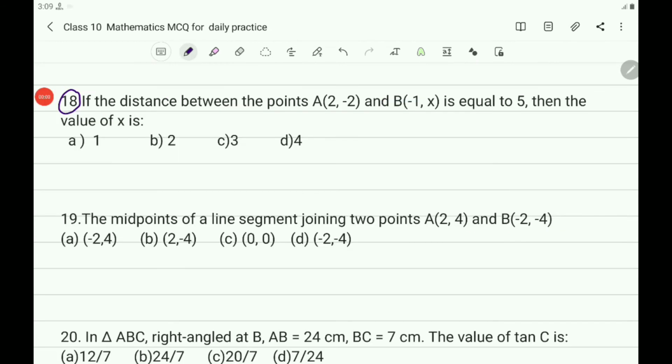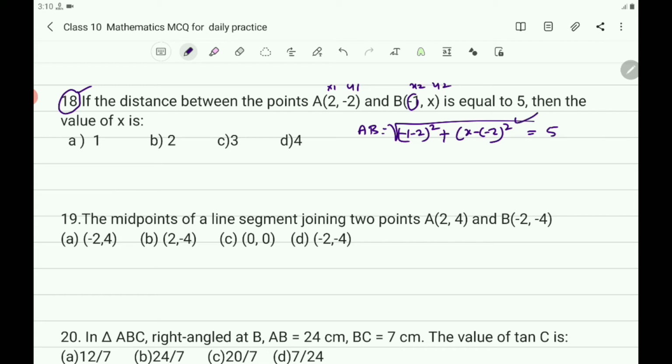Next let us take question number 18. If the distance between the points A(2, -2) and B(-1, x) is equal to 5, then the value of x is. Here you consider these are x1, y1, these are x2, y2. So then you know that AB is equal to the square root of (x2 minus x1, means -1 minus 2) whole square plus (y2 minus y1, y2 is x, minus -2) whole square, that equals 5.